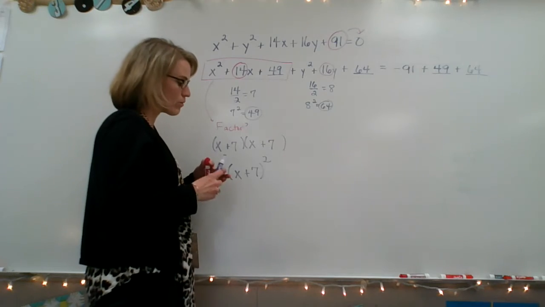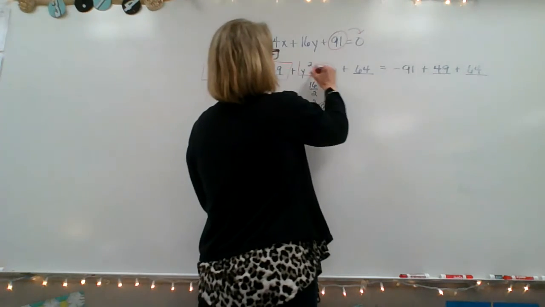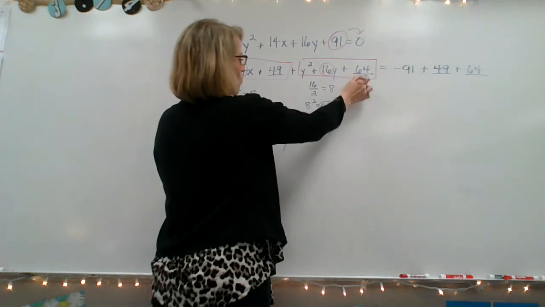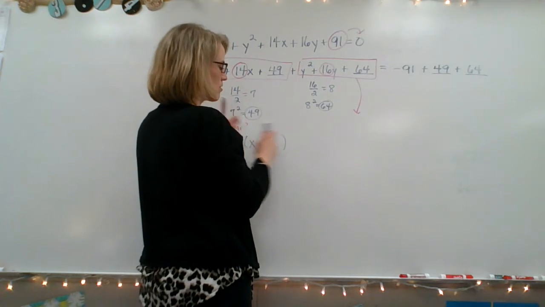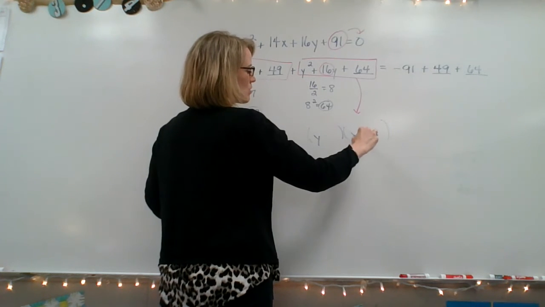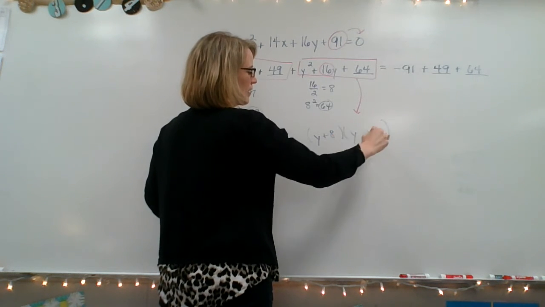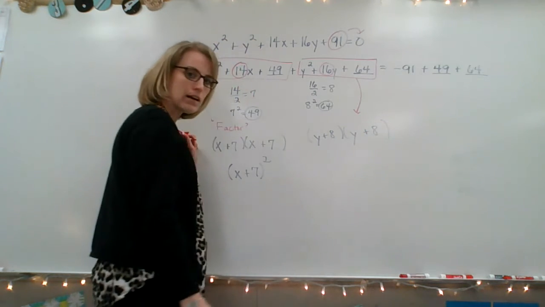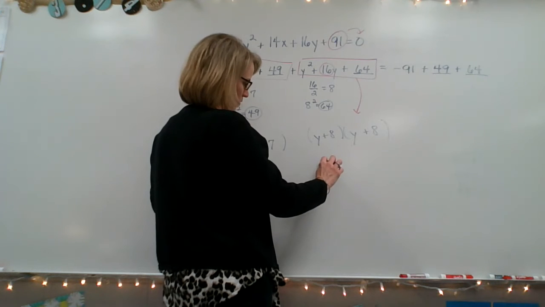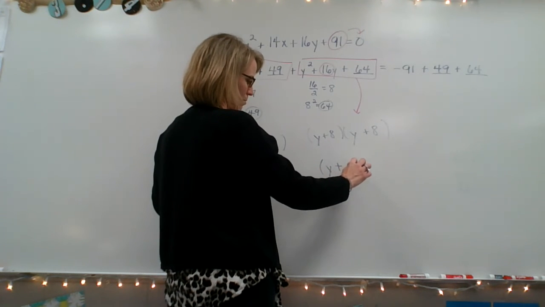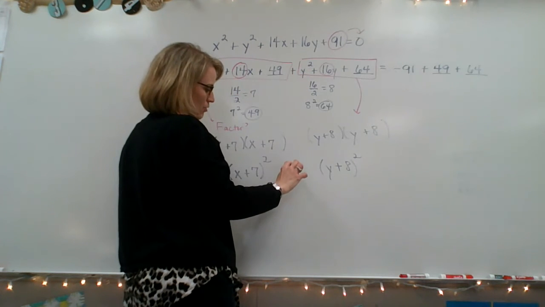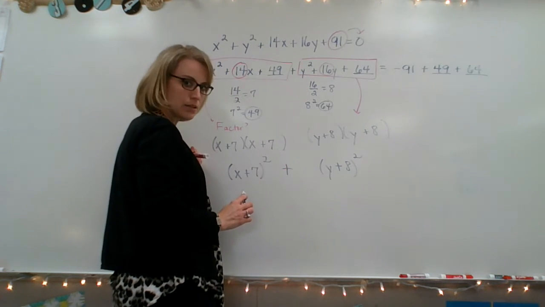Or we're going to do the same thing with the y's here. How could we think about writing that as a binomial square? Well, let's factor it first. So what factors of 64 add to give you 16? That's a plus 8 and a plus 8, right? How could we write that as a binomial square? Well, we have two of them. So (y + 8) squared. Now, technically, all this stuff's still added together, so our plus sign goes there in the middle.